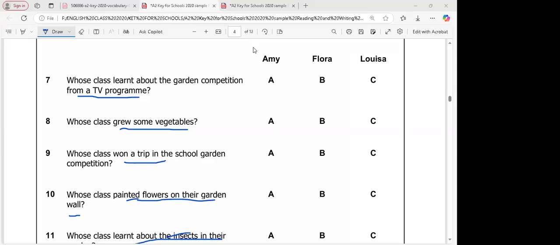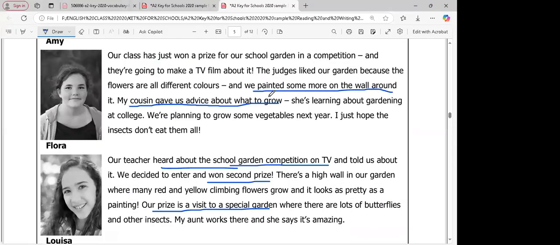Excuse me, teacher, can you go to the part where we have to read, teacher? Sorry, which one? Teacher, the part where we have to read. Okay. This is Ami and Flora. If you want Loisa also, I will give you.